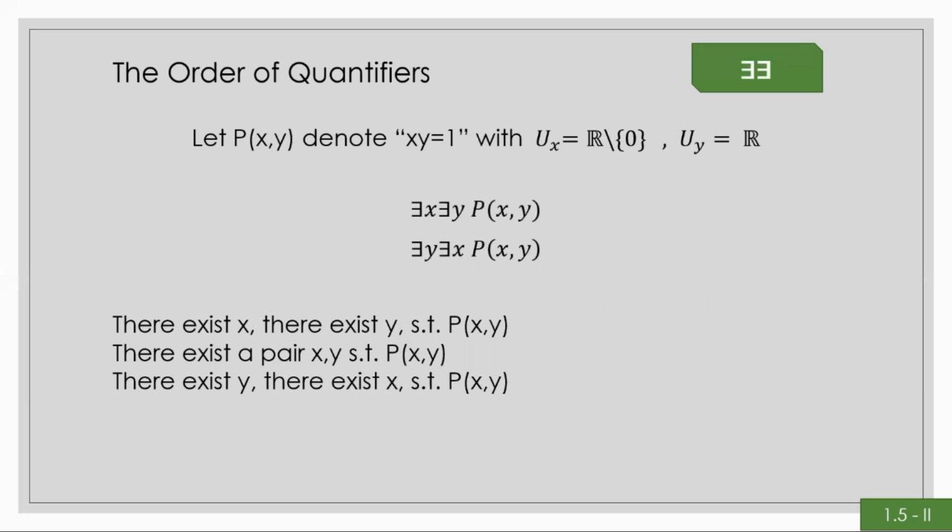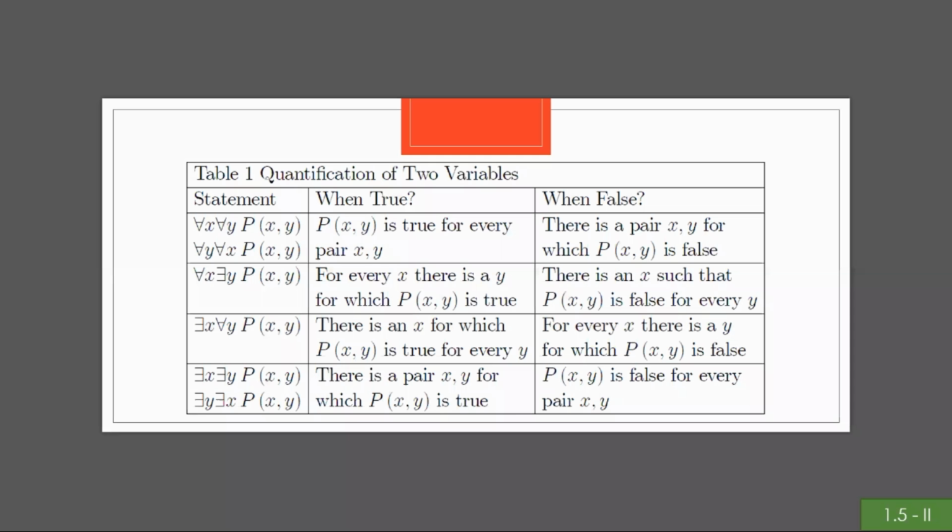So whereas before for all x and all y said for every possible combination of x, y, this says there is a pair x, y that exists somewhere, at least one. So the order of exists and exists can be switched. This is summed up in a table that you will find in your notes.